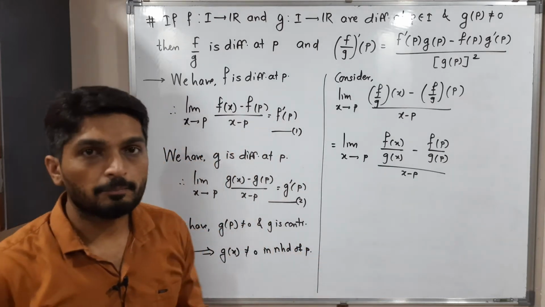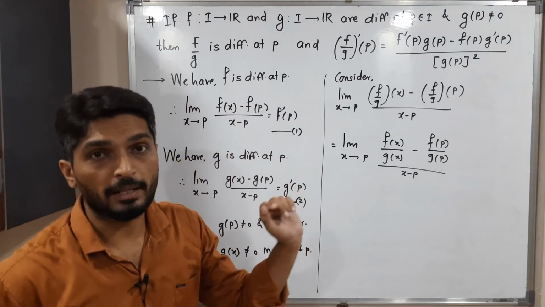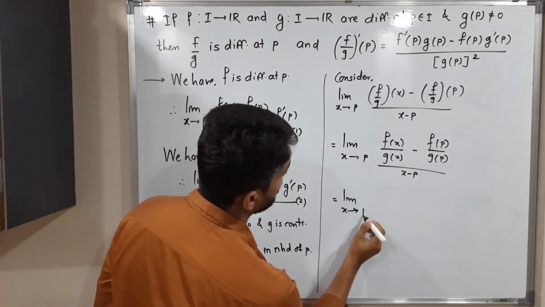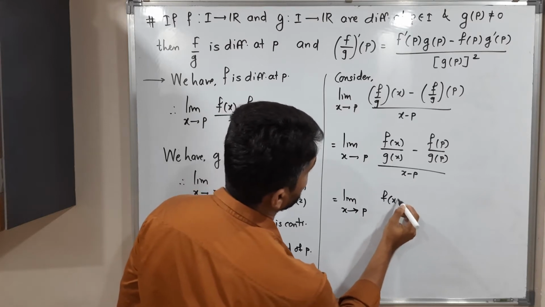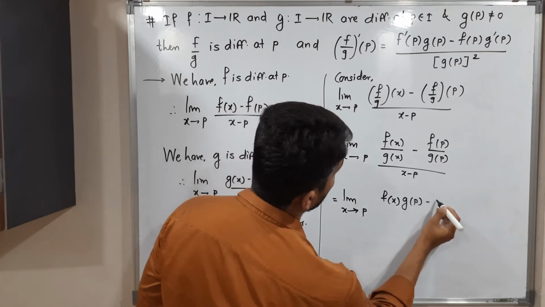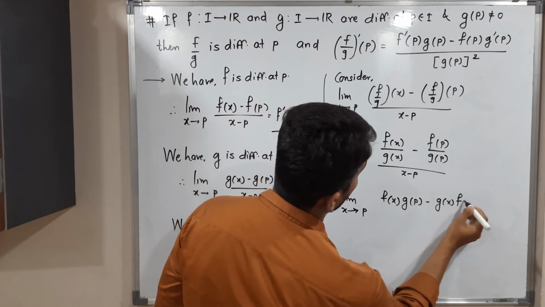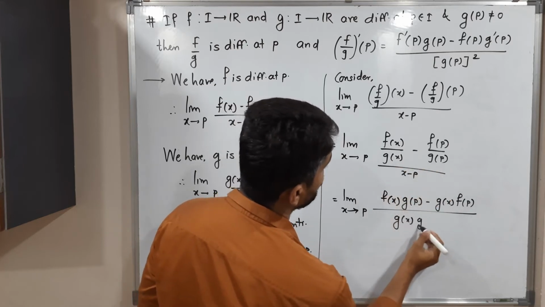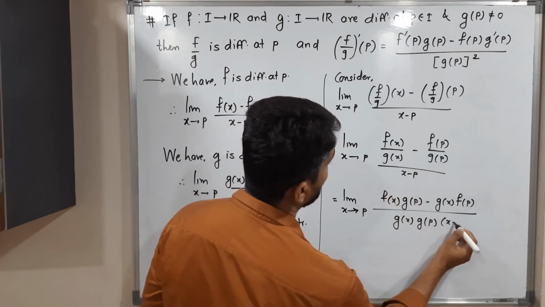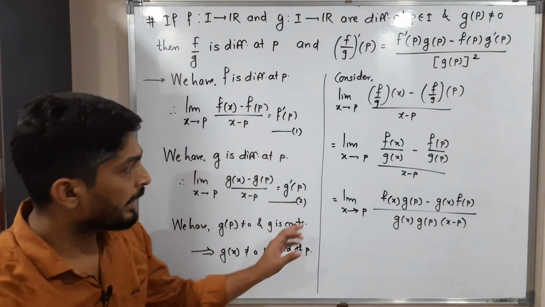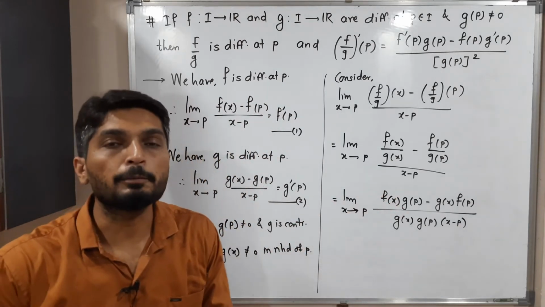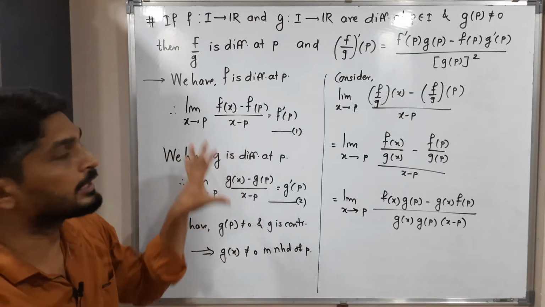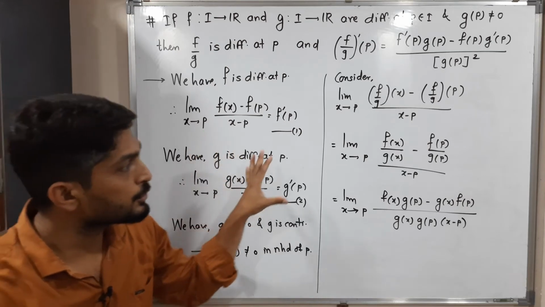Will you guess the next step? I will cross multiply. What will you have? Limit x tends to P, f of x into g of P minus g of x into f of P, divided by the product of denominators g of x into g of P, as well as we have x minus P in the denominator. We have to apply the limit and prove that the limit exists. But if you apply it directly, we cannot solve the problem. And the very important thing, the given information, we should use somewhere.